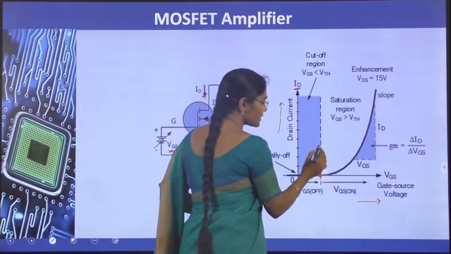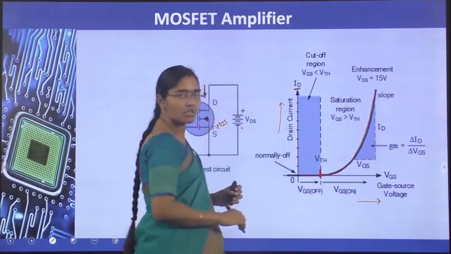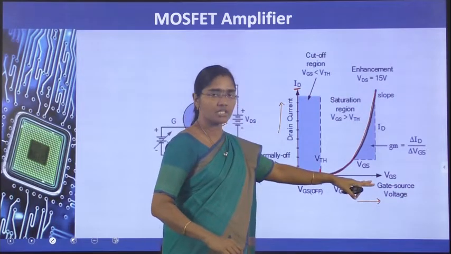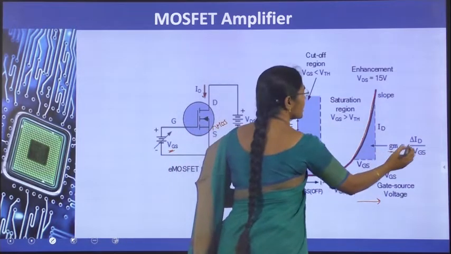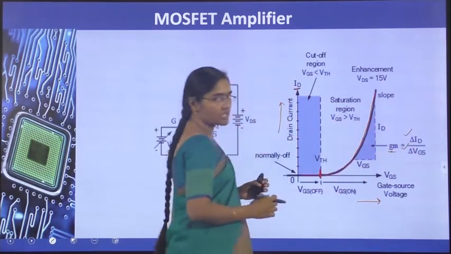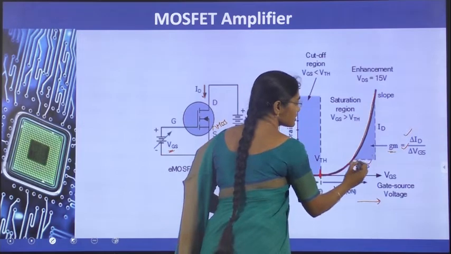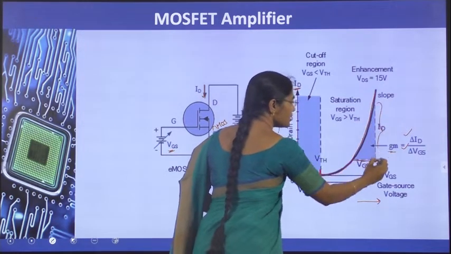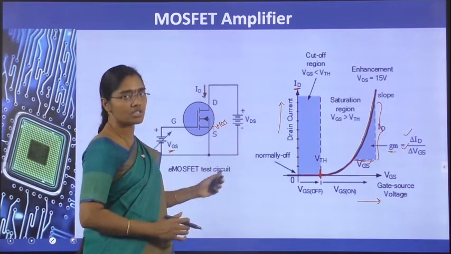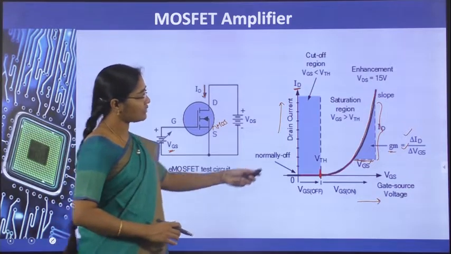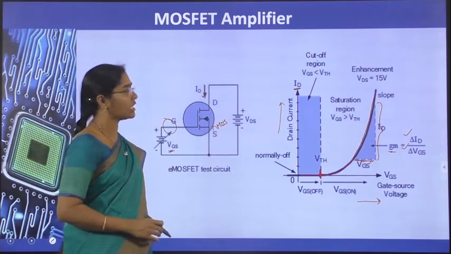But once VGS is increased beyond VTH, the current follows this relation. Now the input is applied as VGS and the output is taken as ID. The gain is GM, delta ID by delta VGS, which is also called transconductance. See, for a small change of VGS, there is a large change of ID. That will give the amplification action for this MOSFET. Now, with this relation, let's apply another signal here to make it amplify.